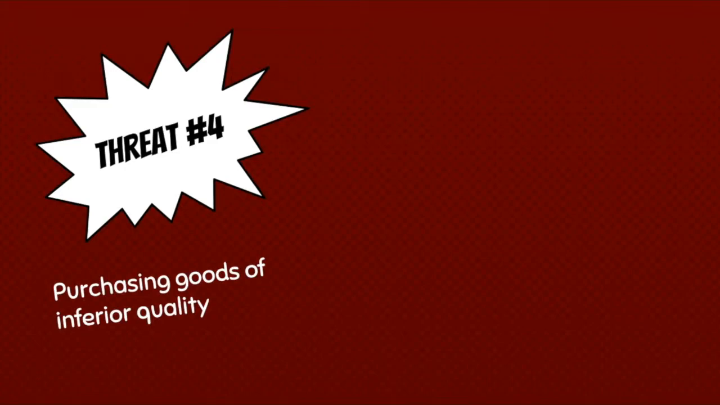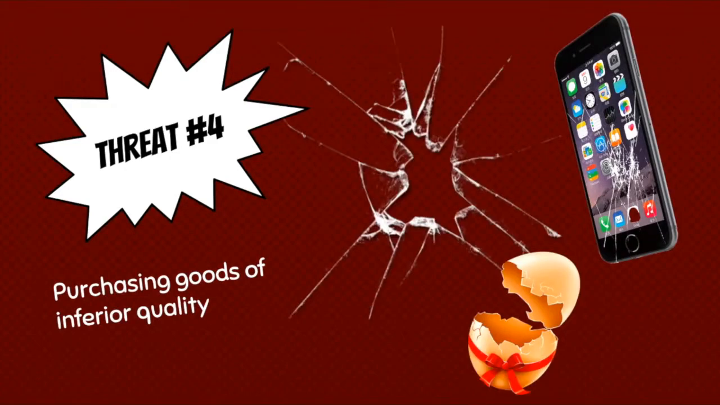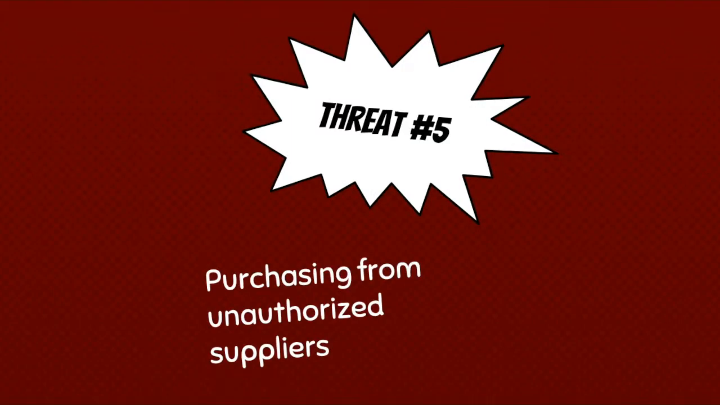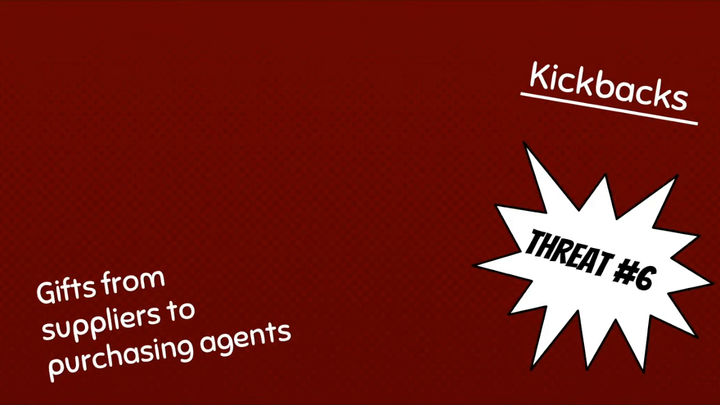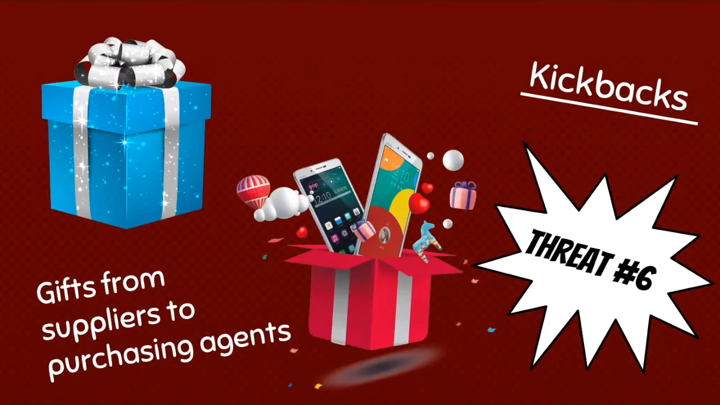Threat number 4: purchasing goods of inferior quality can cause costly production delays. Threat number 5: purchasing from unauthorized suppliers may cause legal issues such as violation of import quotas. And lastly, kickbacks are gifts from suppliers to purchasing agents for the purpose of influencing their choice of suppliers.